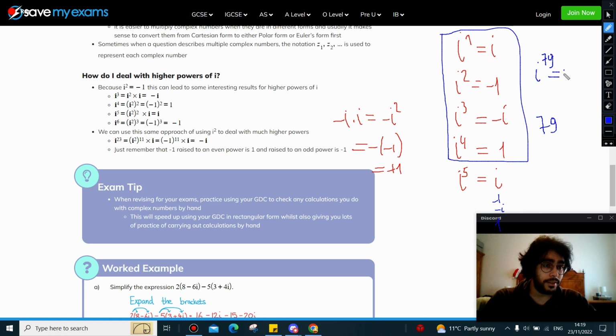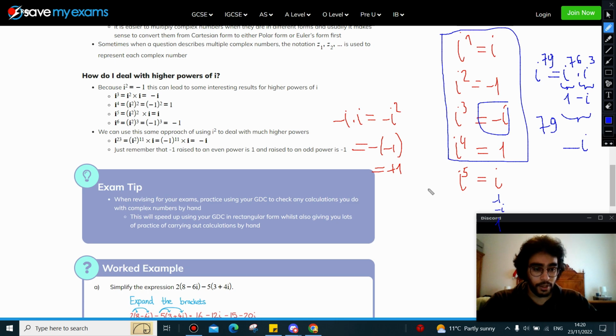So this is equal to i to the power 76 times i to the power 3, because powers are added as in normal multiplication. But i to the power 76 is just 1. Why? Because every 4th power of i gives you 1, right? And i to the power 3, now it's easy to calculate, it's just -i. So you have 1 times -i, the final result will be -i. So that's how you calculate higher powers of i.